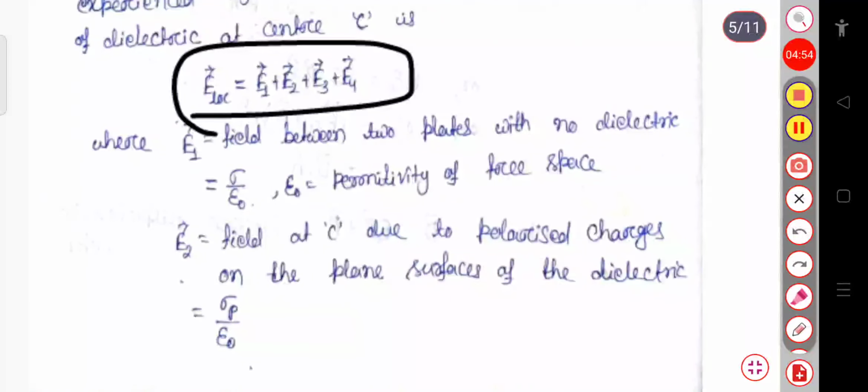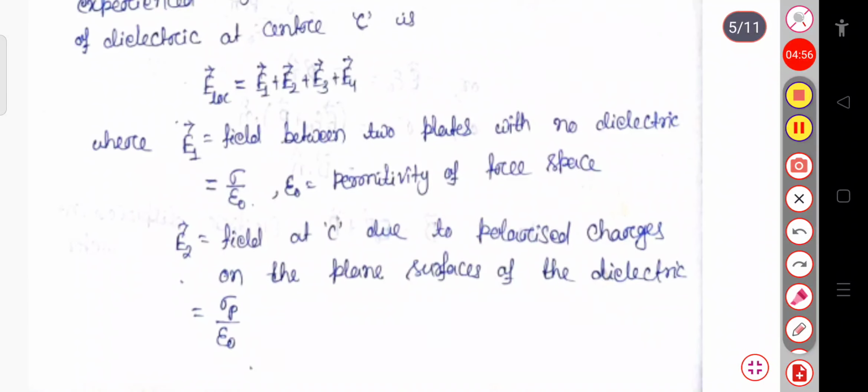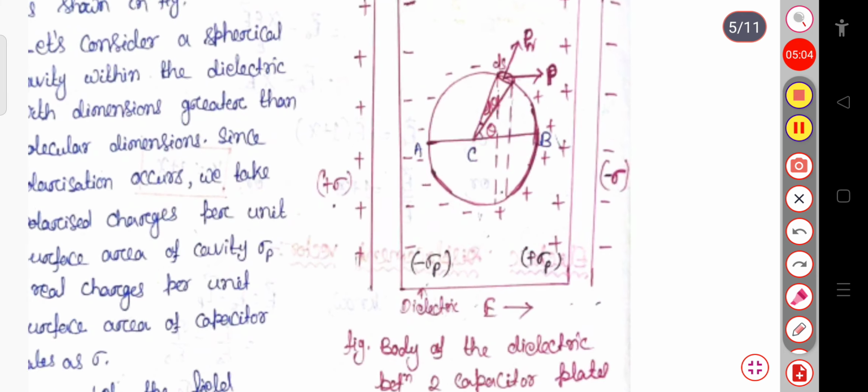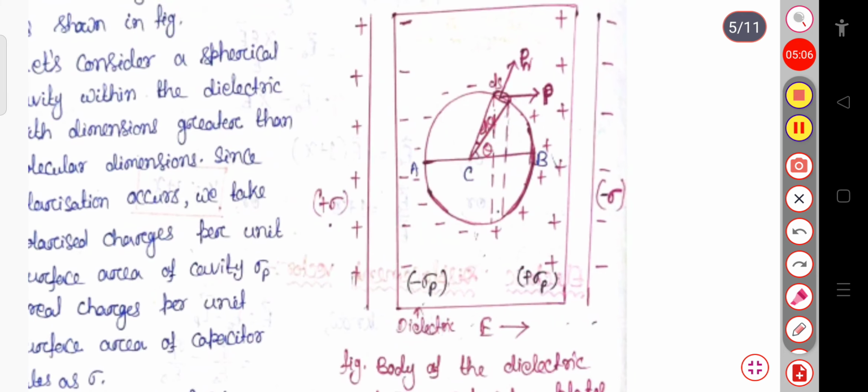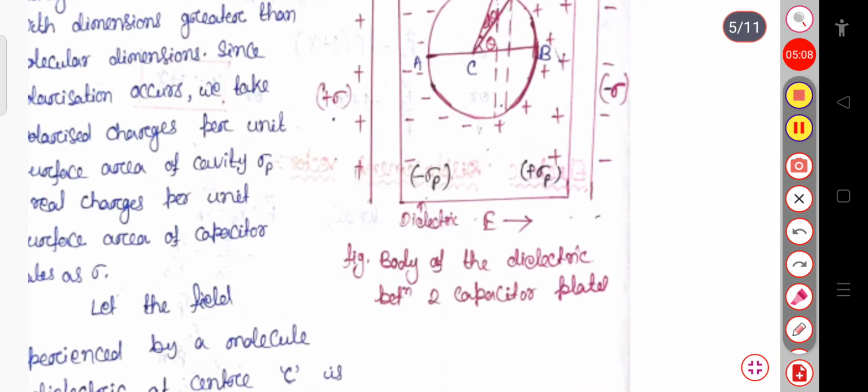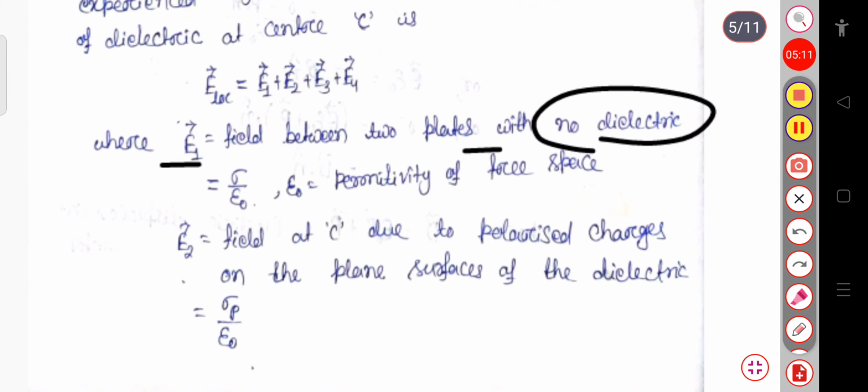So here let us see what are the E1, E2, E3 and E4. E1 is the field between the two plates with no dielectric. When there is no dielectric, the electric field will be equal to sigma by epsilon naught, because sigma is the surface charge density of the charged plate capacitor. Epsilon naught is the permittivity of free space.